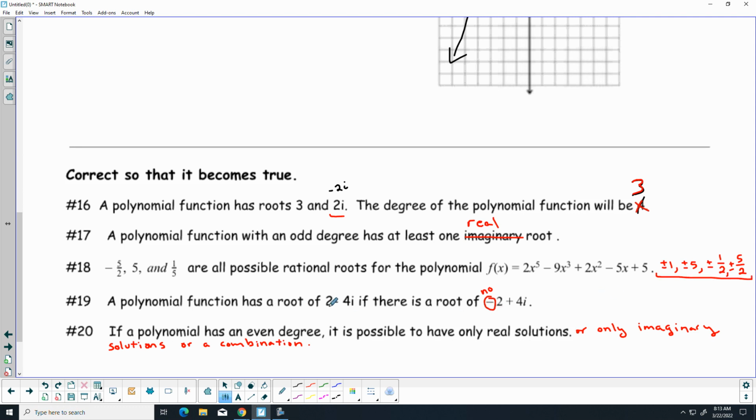If it's got a root of 2 minus 4i, you only change the sign that's in between, so that would be 2 plus 4i. If a polynomial has an even degree, it is possible to have only real solutions. Yeah, that's true, but I added on, or only imaginary solutions or a combination. So that was kind of a trick question.